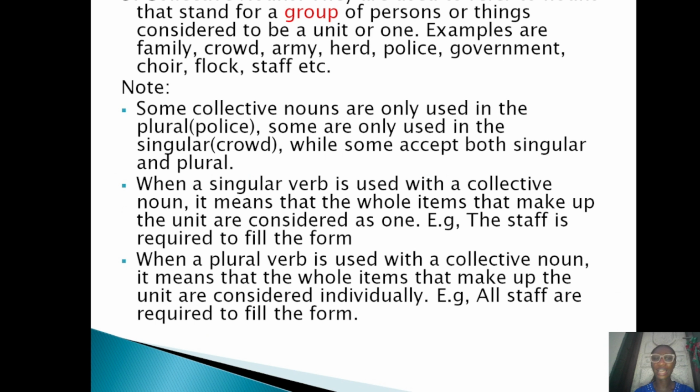Now, when a singular verb is used with a collective noun, it means that the whole items that make up the unit are considered as one. So when we say the staff is required to fill the form, we are considering the staff as one. But when we use a plural verb with a collective noun, instead of looking at the group as one, we are now looking at them individually. So when we say all staff are required to fill the form, we're looking at them individually, not as one.